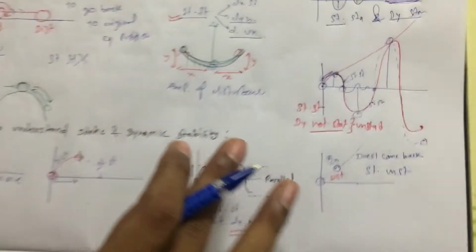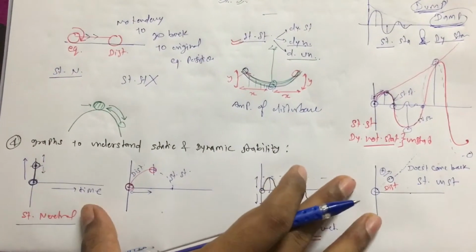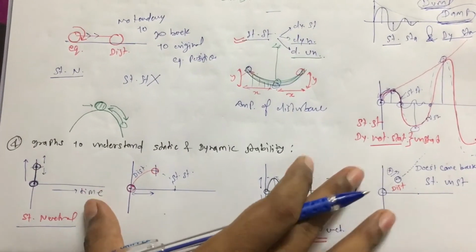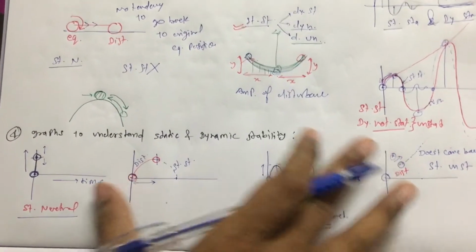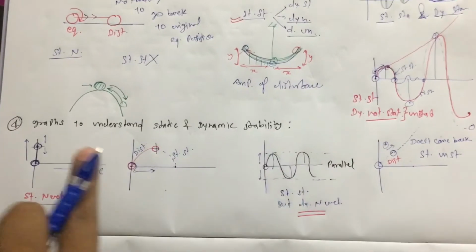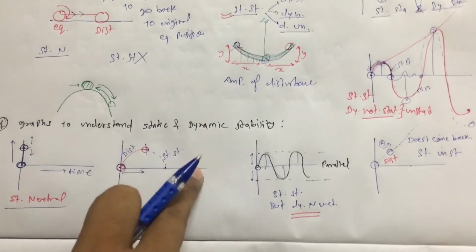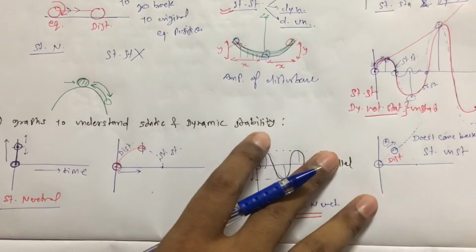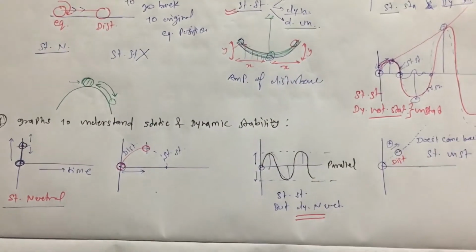So I hope all the graphs are clear. In the next video we are going to discuss other topics. So nature is over. Nature means how to discuss statically stable bodies, dynamically stable bodies and graphs, all are over. Now we'll come to the other portions.